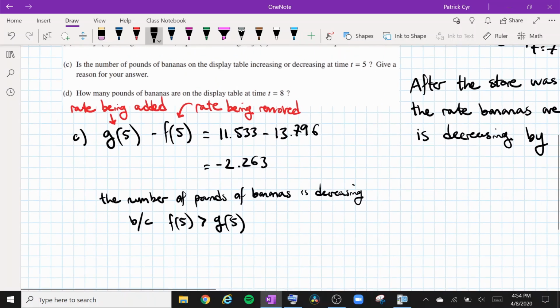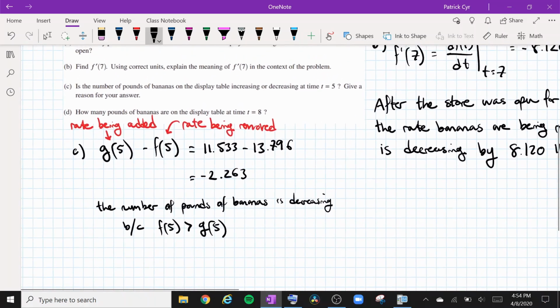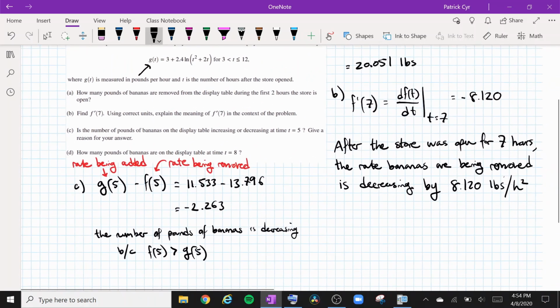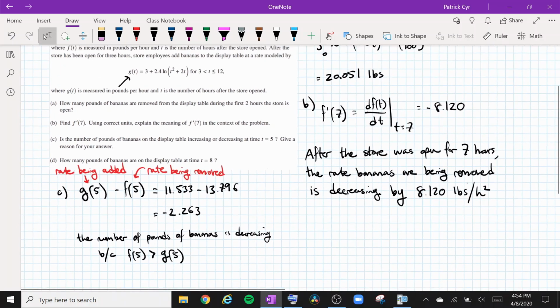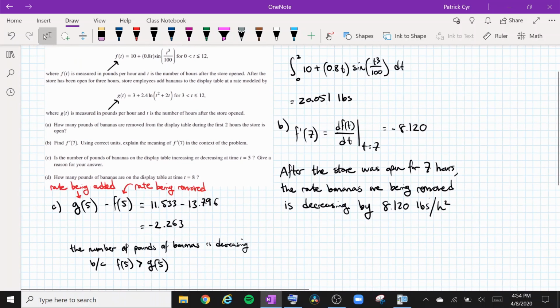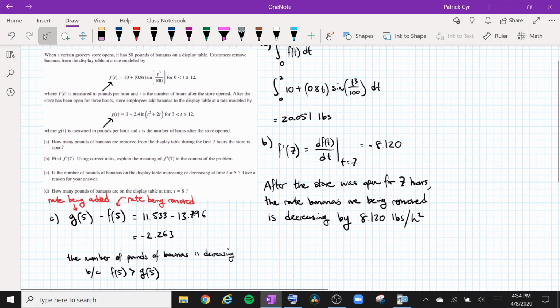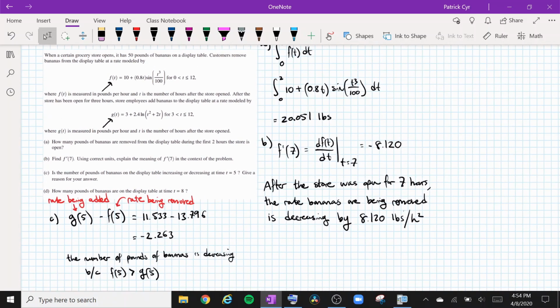All right, let's wrap up this problem by determining how many bananas are on the display table at t equals 8. Okay, so this is going to be an amount question, so we're going from the rate to the amount. So we want the total number of bananas that are on display when t equals 8. To do this, let's start by determining how many bananas are initially on the shelf. And that is given to us up here. That's 50, so 50 pounds of bananas.